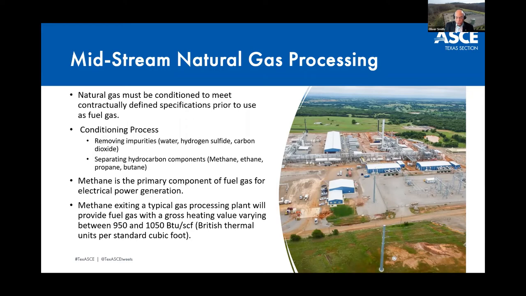of removing or reducing impurities, namely water, carbon dioxide, hydrogen sulfide, and helium, and harvesting high molecular weight products, ethane, propane, butane, for cracking into ethylene and for liquid fuel applications. Methane exiting a typical gas processing plant will provide fuel gas that has a gross heating value varying between 950 and 1050 BTUs per SCF, or British thermal units per standard cubic foot.